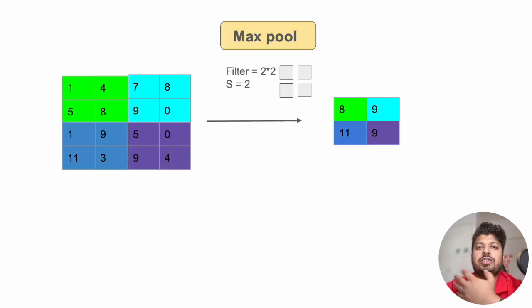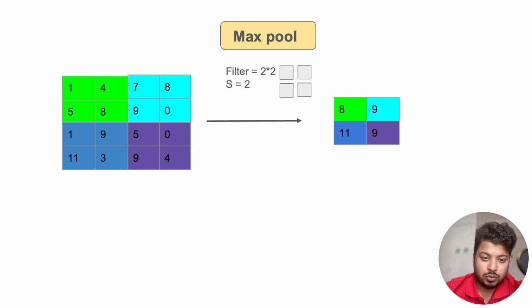Now let me explain what max pooling is. By definition, max pooling is a downsampling operation which is commonly used in CNNs, and the primary purpose here is to reduce the spatial dimensions of the input feature map. That's too many technical terms in a single definition. Now let me try to explain it through a simple example.